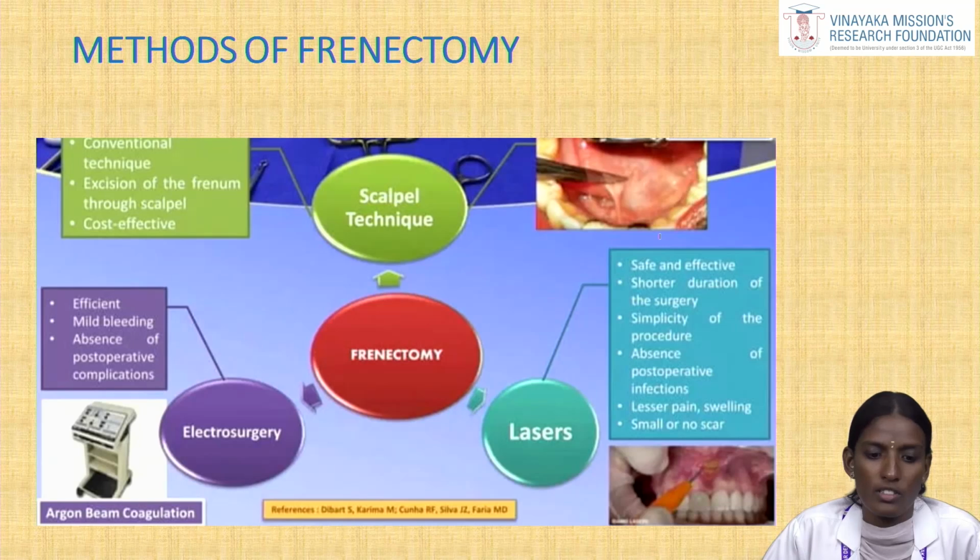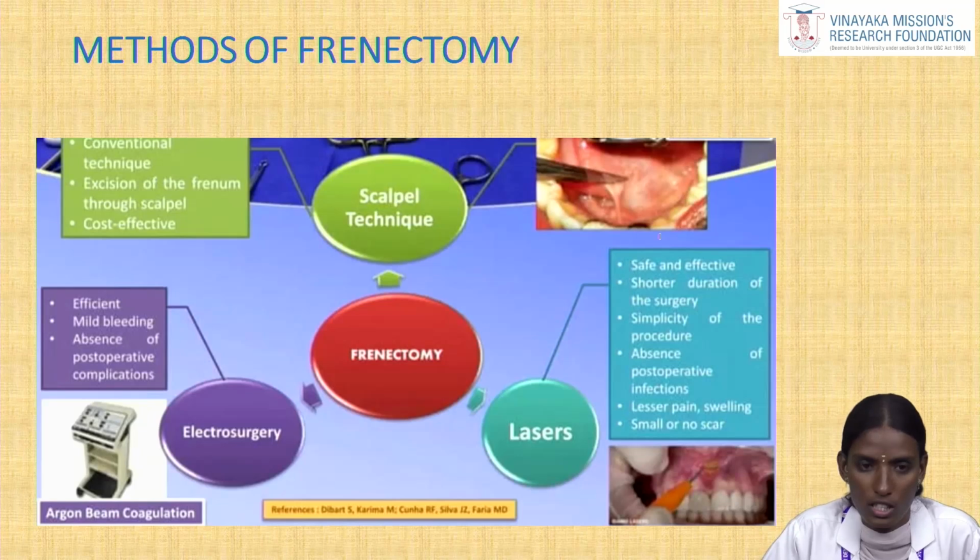Methods of frenectomy. There are various methods available in a frenectomy procedure, that is by using a scalpel, electrosurgery and laser. The different methods of incision that we are making are scalpel, electrosurgery and laser.